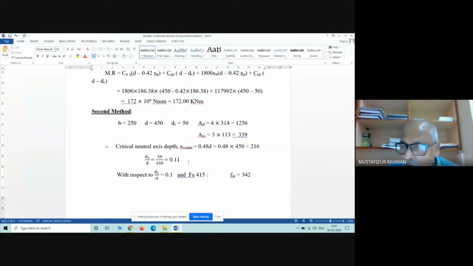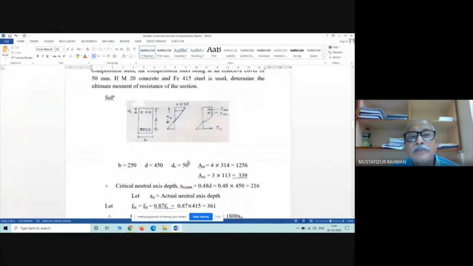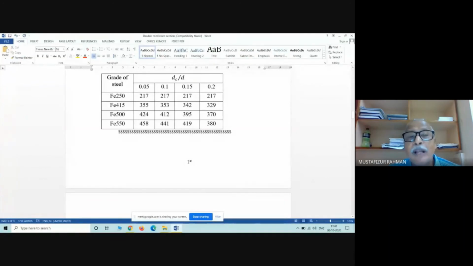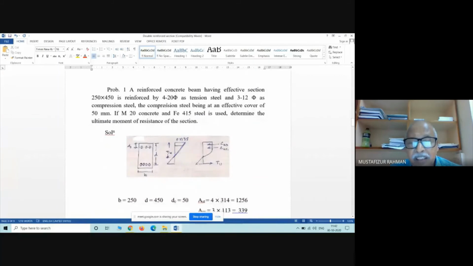Now go to that table. This table will not be available. The tables are given for 0.05, 0.1, 0.15, 0.2, right? So we are with respect to this line. Now dc by d is 0.1, so our value is 353. fsc is 353.